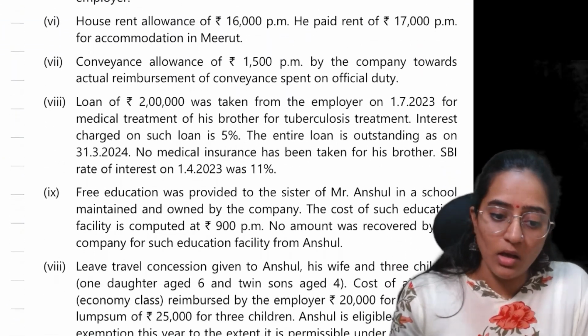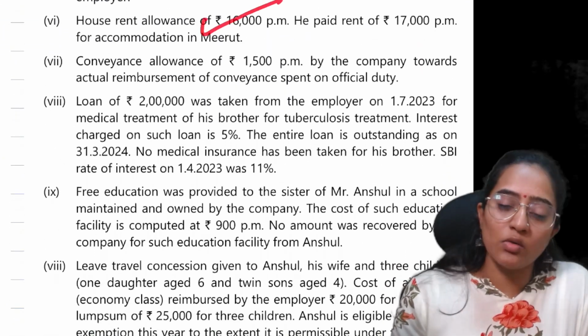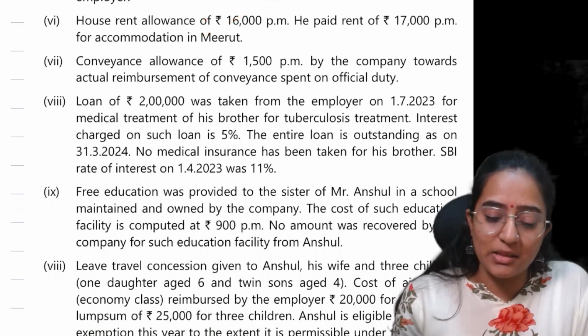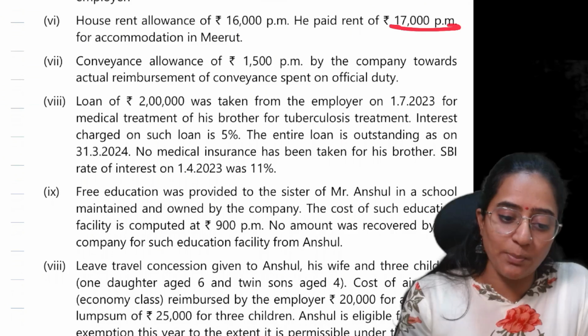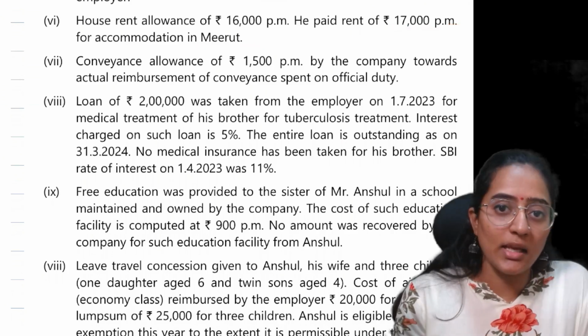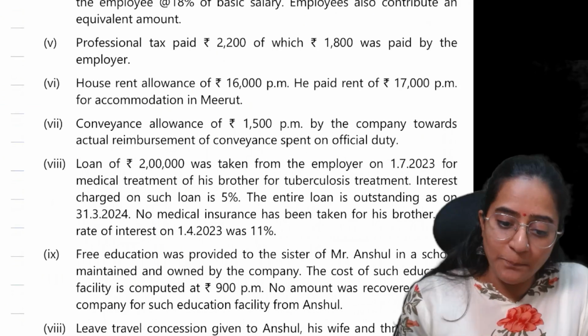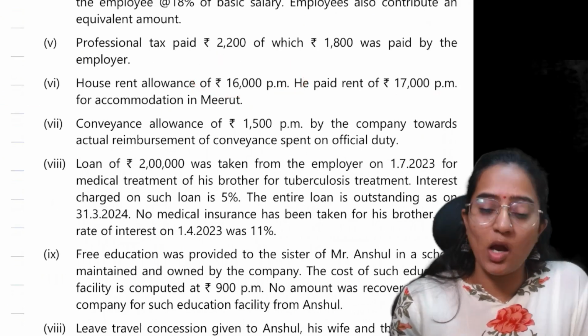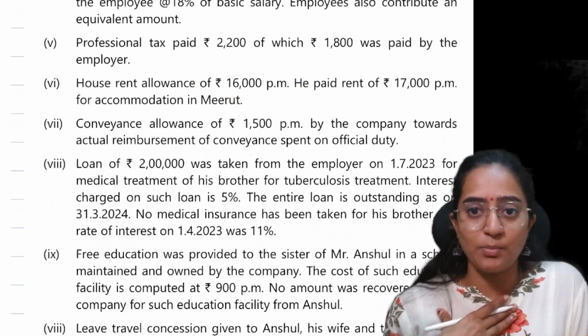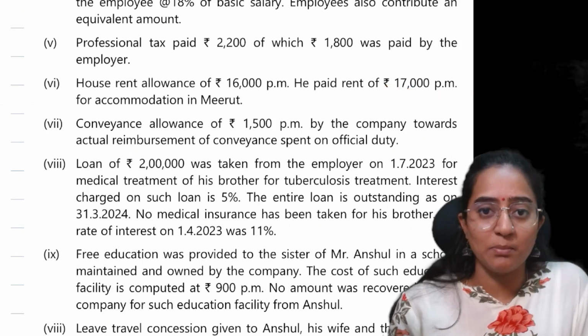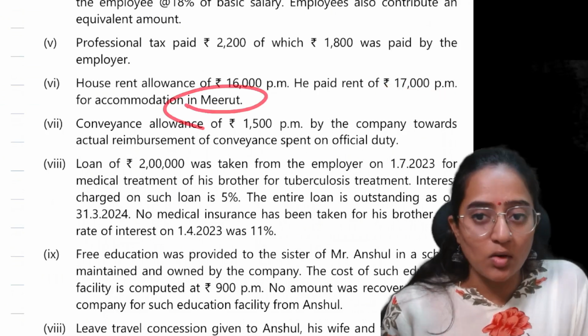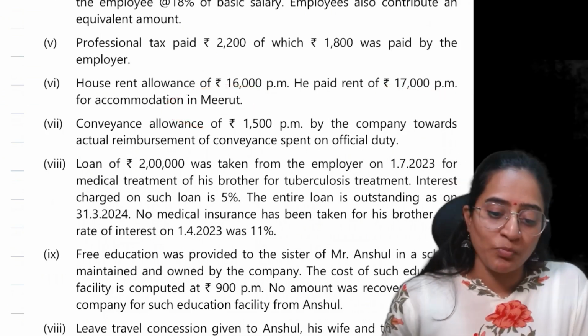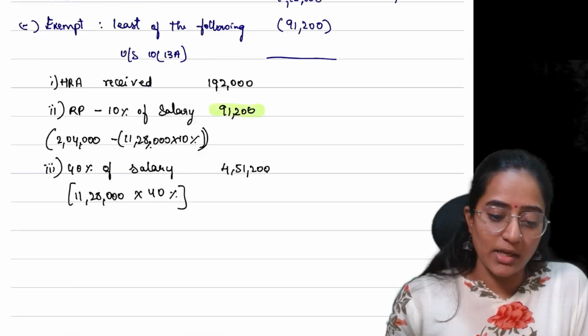Clear? House rent allowance of 16,000 per month. He paid rent of 17,000 per month for accommodation in Meerut. HRA of 16,000, and he also paid rent of 17,000. How much is the HRA which he has received? 16,000 per month. He paid rent of 17,000 per month in Meerut. Is it a metro city or non-metro city? It's a non-metro city. So how would you do the calculation of the HRA, people?